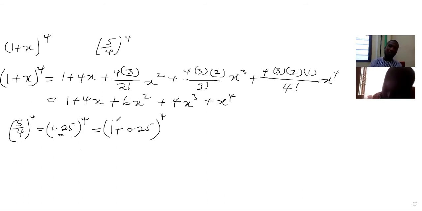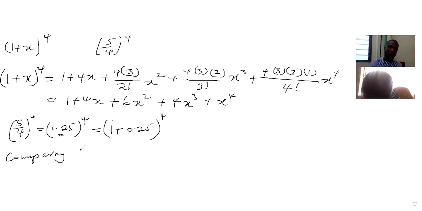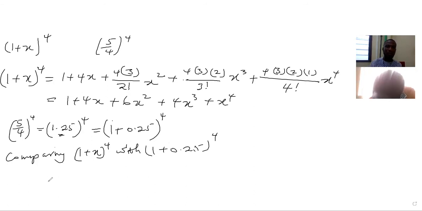When we compare, let me write that. Comparing 1 plus x power 4 with 1 plus 0.25 power 4, we will say that x equals 0.25, because when we compare the two of them, 1 is here, 1 is here, x is here, x is here, exponent 4 is here, exponent 4 is here. So if they are equal indeed, x must be equal to 0.25. Are you okay?